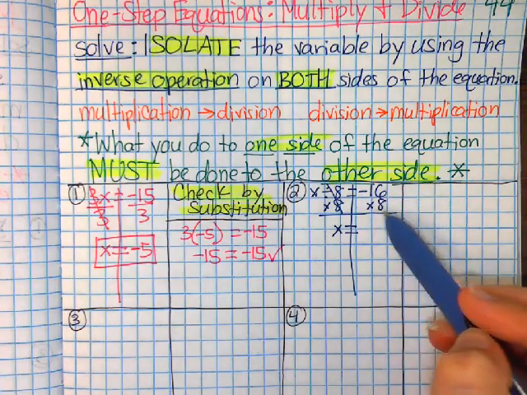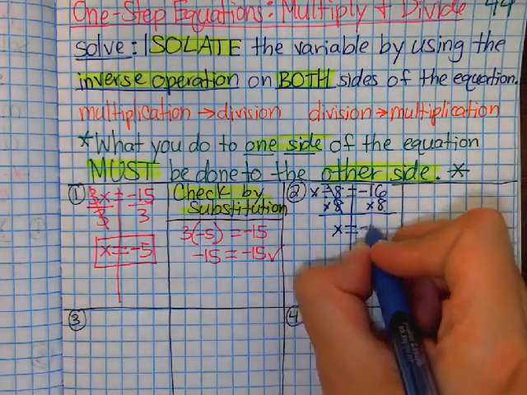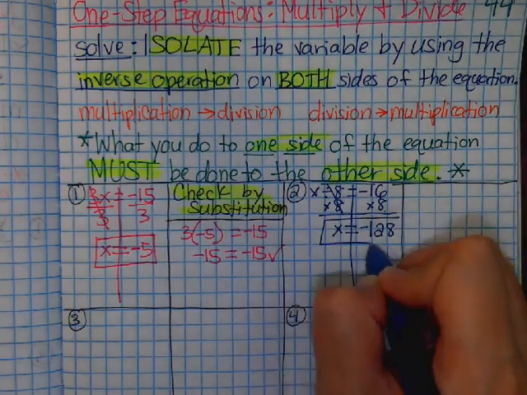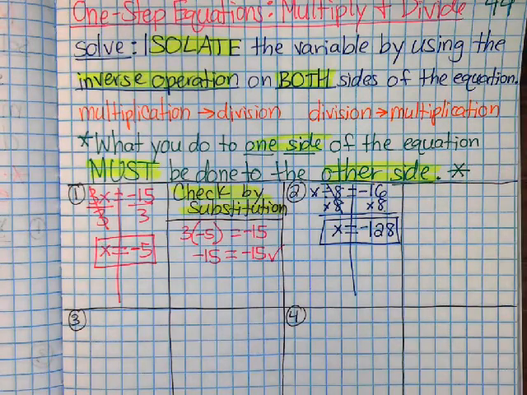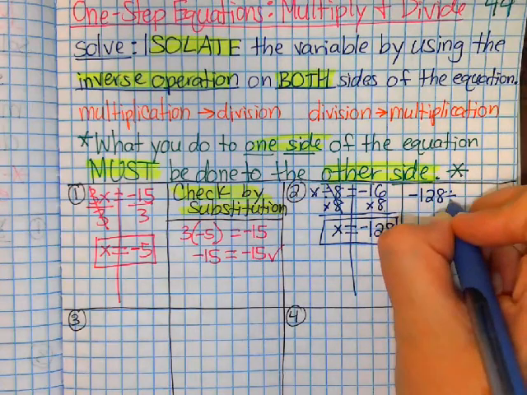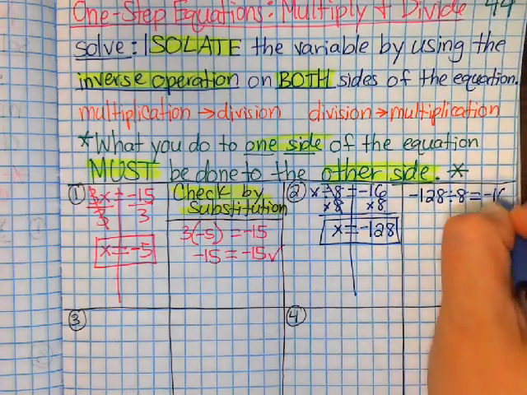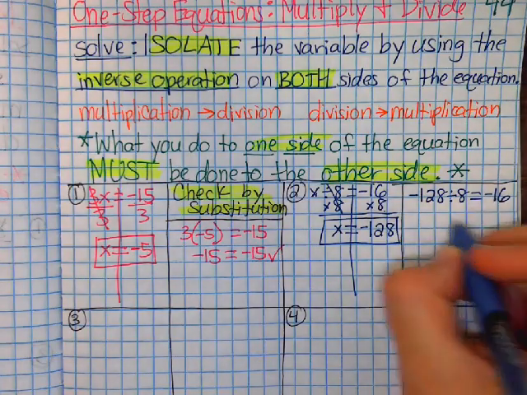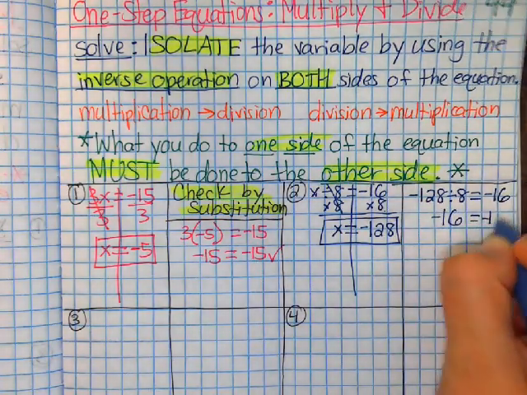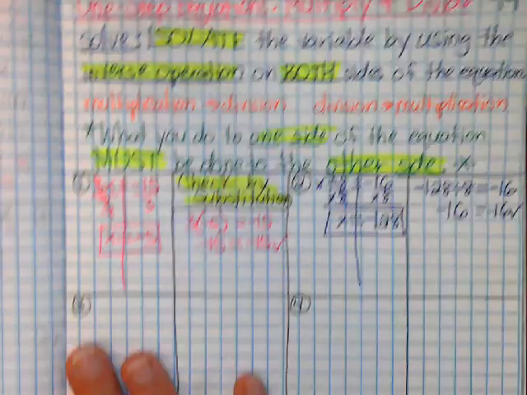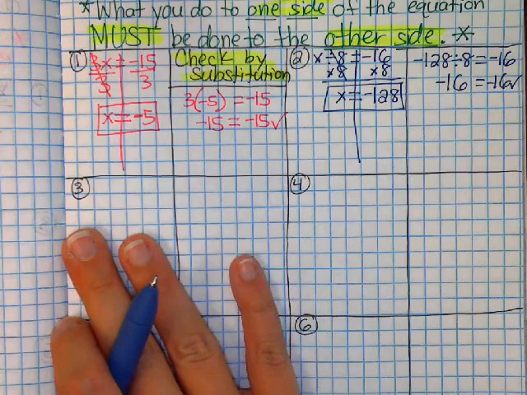Negative 16 times 8, we know, is negative 128. So x equals negative 128. Now I'm going to substitute. Negative 128 divided by 8 should equal negative 16. Well, do side math. Does it equal negative 16? Absolutely it does. Check, we got it right. Take the time to do the substitution for the check. Like I said, those extra 2 seconds are worth getting it correct.